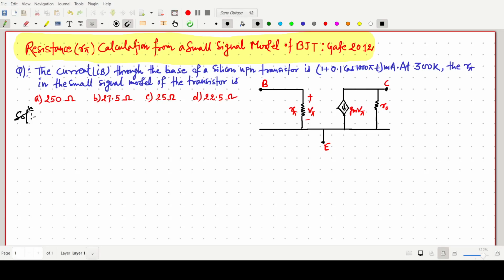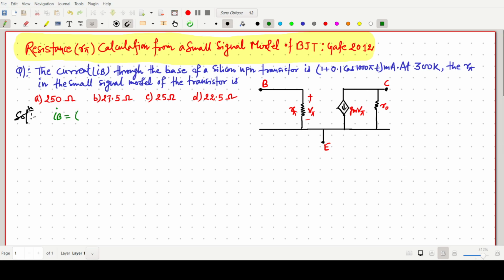Welcome everyone. In this video lecture, we will solve a GATE 2012 question which is basically based on the calculation of resistance R pi, which is the resistance looking from the base side of a transistor. In this question, we have to find the R pi, and the given thing is the base current. This base current is the instantaneous base current, that's why it is written ib.